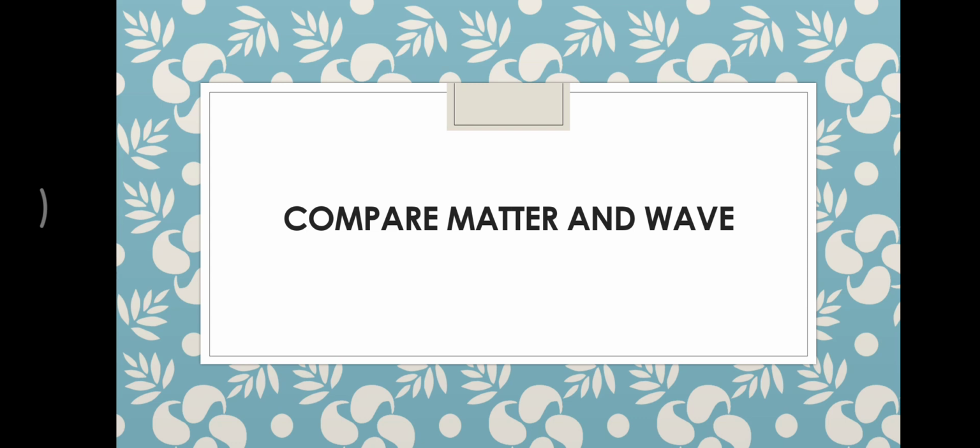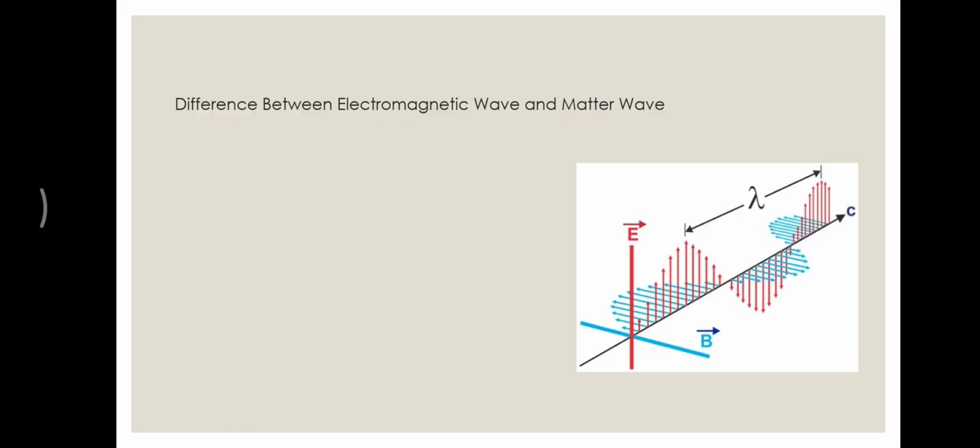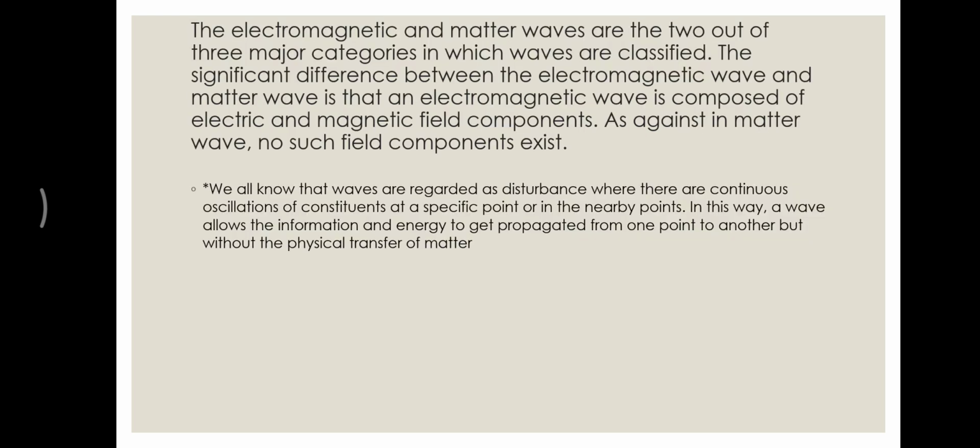Difference between electromagnetic wave and matter wave. The electromagnetic wave and the matter wave are two of the three major categories into which waves are classified. The significant difference between them is that an electromagnetic wave is composed of electric and magnetic field components, as against a matter wave, in which no such field components exist.